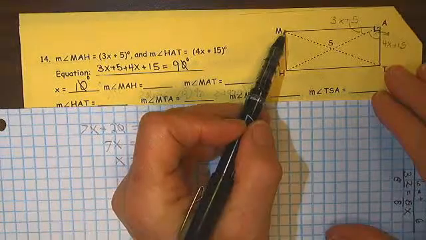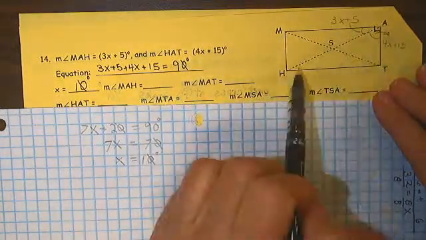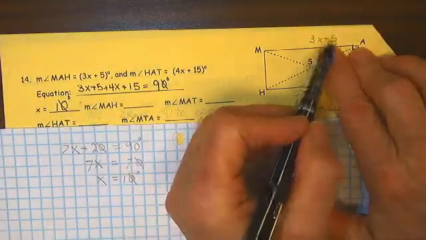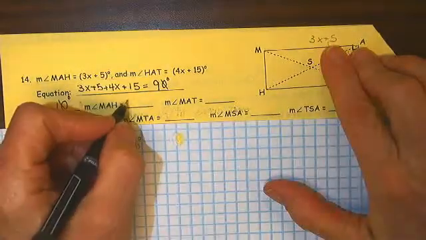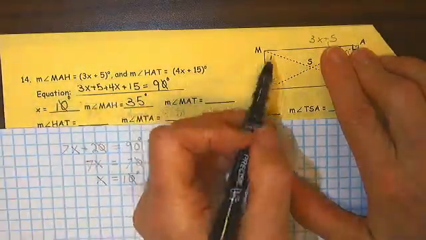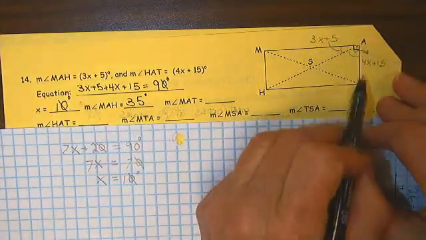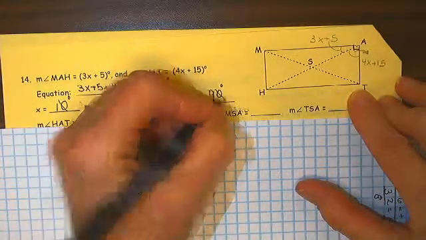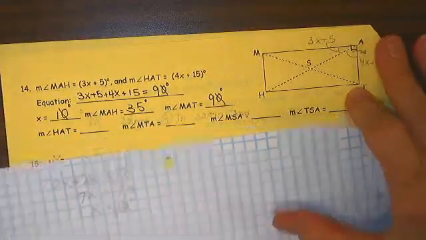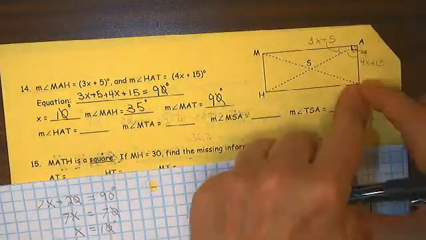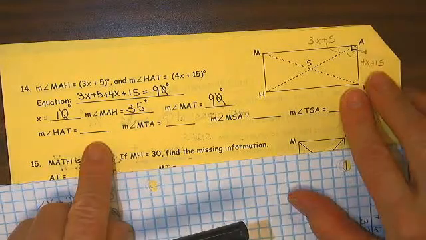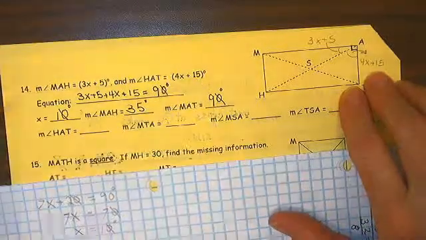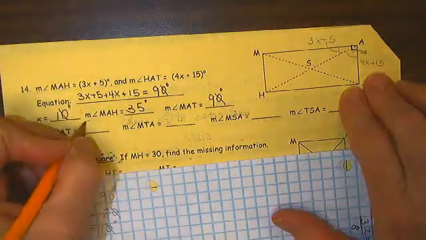The measure of angle MAH is 3 times 10 plus 5, 35. The measure of angle MAT, dude, we knew that at the beginning. That's 90 degrees. The measure of angle HAT is 4x plus 15. 4 times 10 is 40, plus 15 is 55.